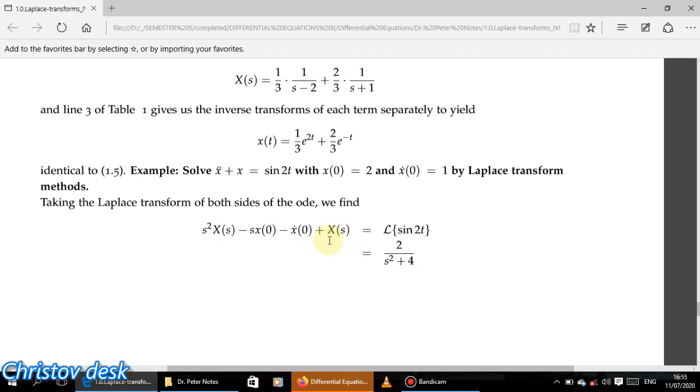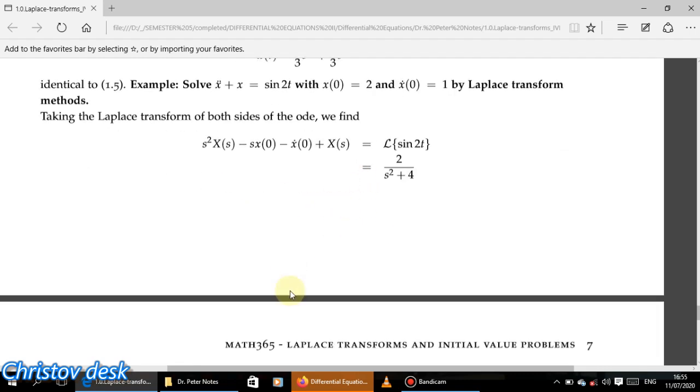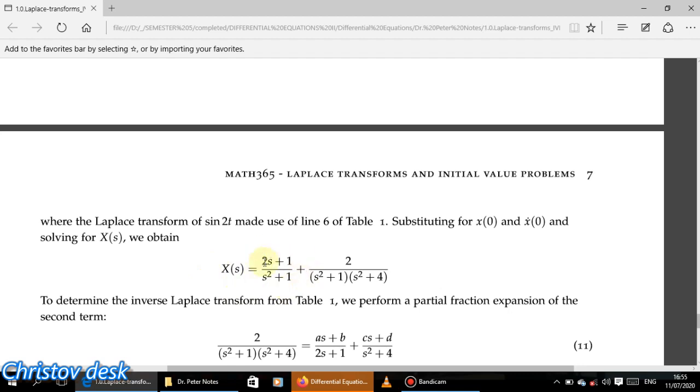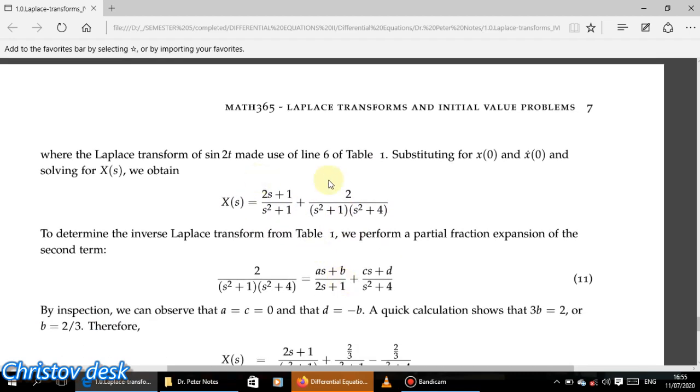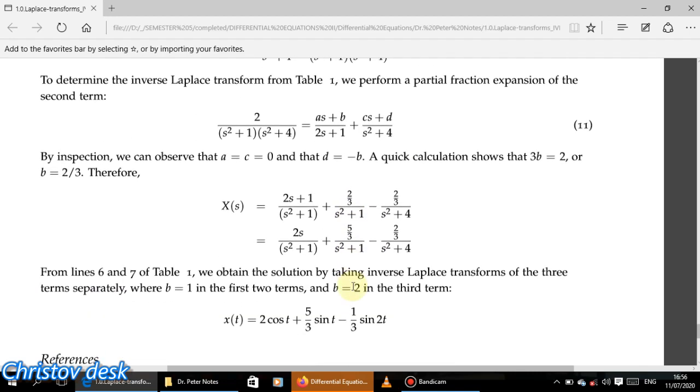So you try to make capital X of s the subject. So capital X of s is given as that, which gives us the whole of this. When you make it the subject, you get something like that. So this is the solution, but it's in terms of s, so you have to take the inverse transform of that. Remember, the most appropriate technique is to use partial fractions. So try to perform partial fractions on this. Learn your partial fractions, otherwise you would face problems.